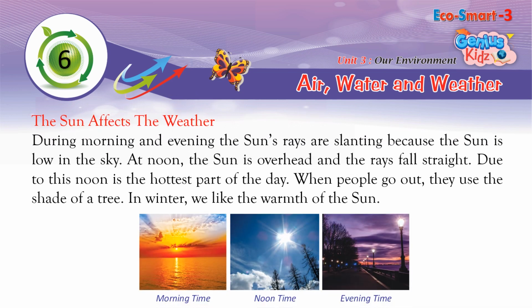The sun affects the weather. During morning and evening, the sun's rays are slanting because the sun is low in the sky. At noon, the sun is overhead and the rays fall straight. Due to this, noon is the hottest part of the day. When people go out, they use the shade of a tree. In winter, we like the warmth of the sun.